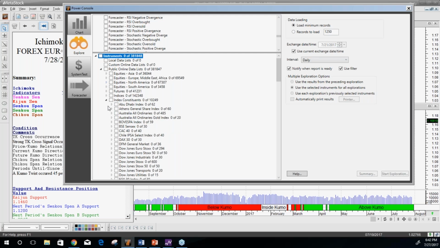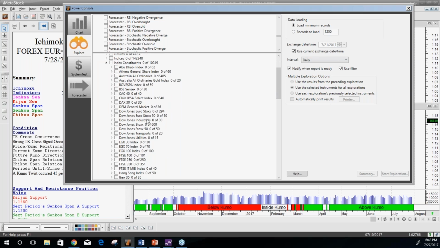We do cover South America, as well as futures, Forex, and indexes. Pretty much anything that you're going to want to follow, you're going to be able to scan for. So what I'm going to do is just a quick scan. I'm going to come down here and do the Dow Industrial 30. I'll put a check mark right here, and that's going to scan through the Dow Jones Industrial, all 30 of them.